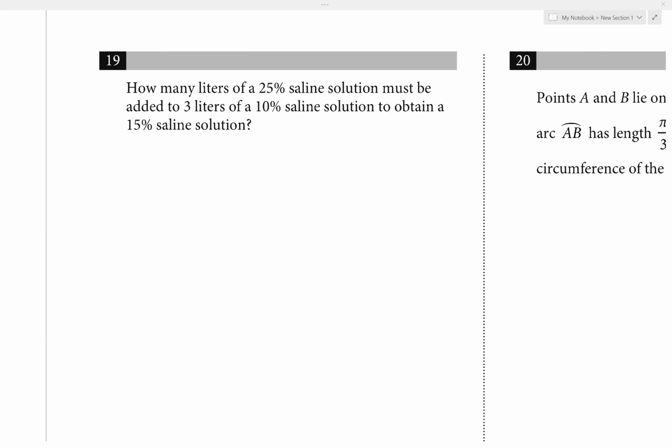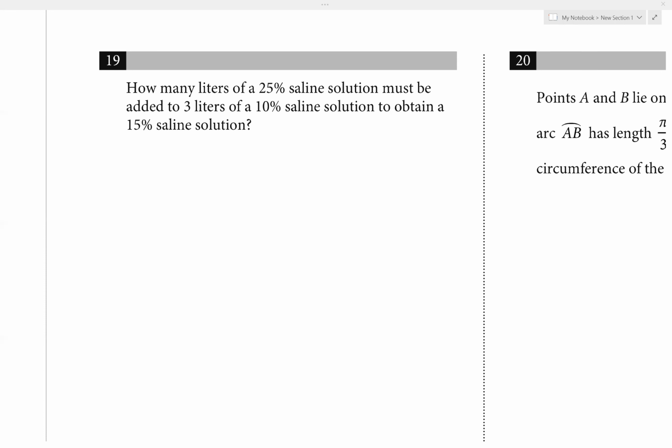All right, number 19. How many liters of a 25% saline solution must be added to 3 liters of a 10% saline solution to obtain a 15% saline solution? Okay, so this question is like a mixture question. We're mixing 2 solutions together, and then we're going to make a new solution.